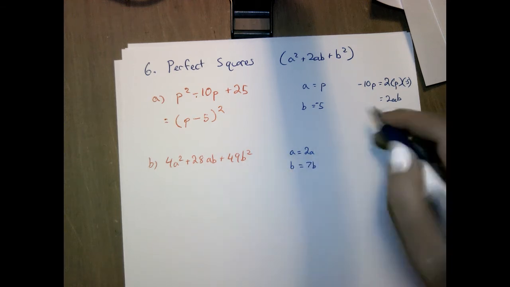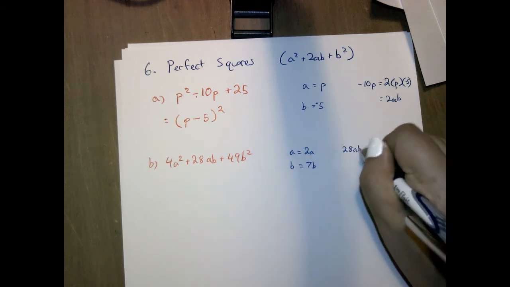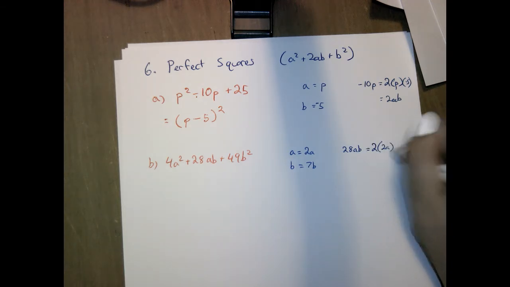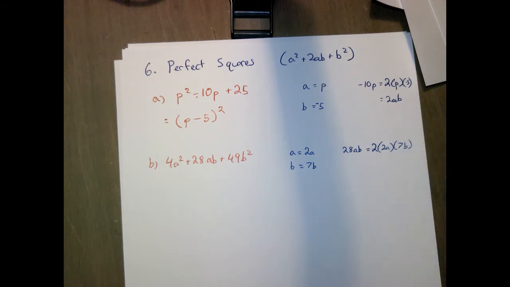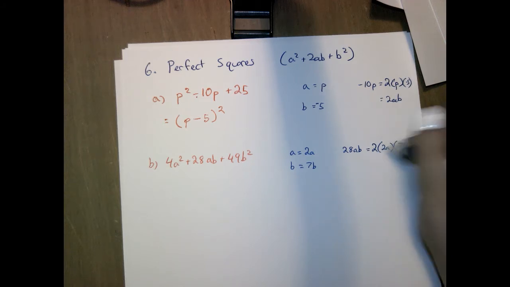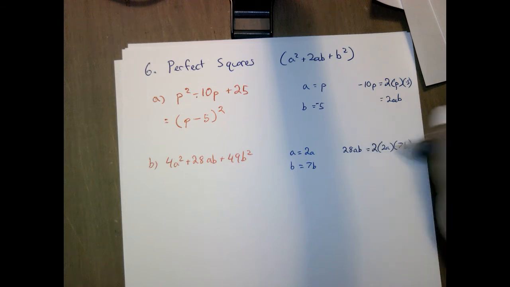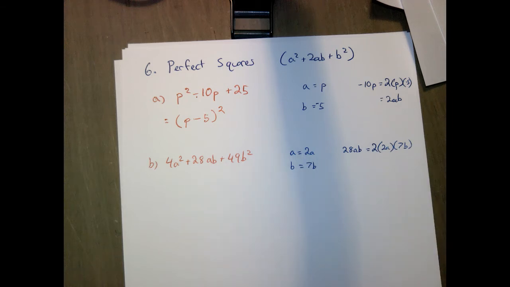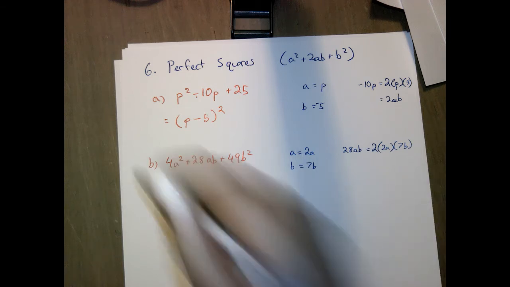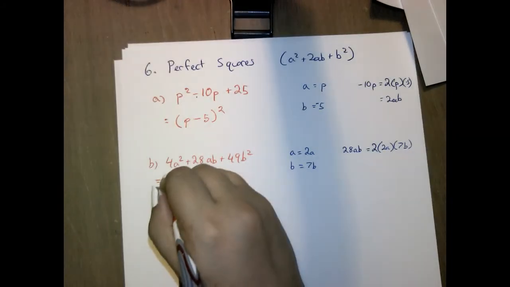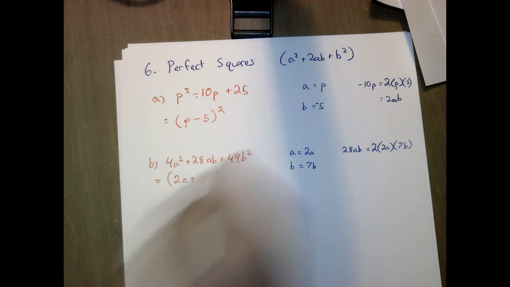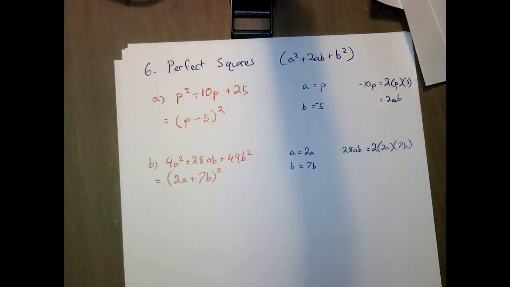And then this middle term, 28ab, well, that's equal to 2 times 2a times 7b, right? 2 times 2 is 4. 4 times 7 is 28. A times b is ab. So that means that this satisfies all the requirements of a perfect square. And I can just jump to the factored form. So the factored form of this is just 2a plus 7b, squared. And then it's done.